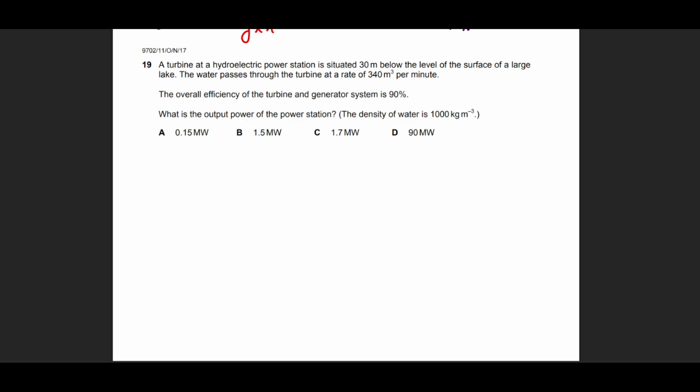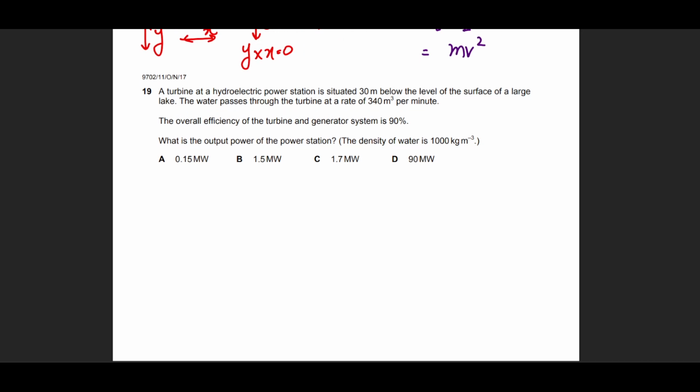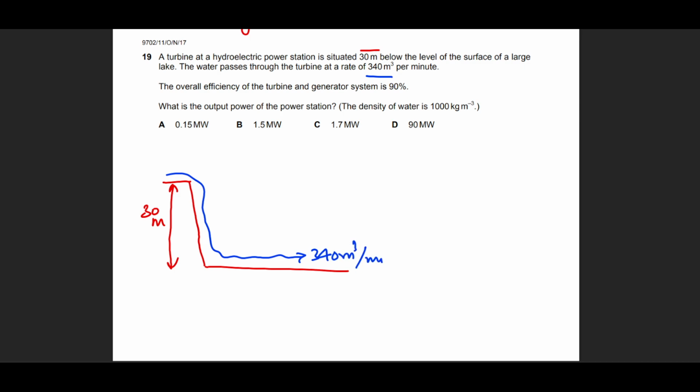Now we come to this question. Again, this question is a bit tricky for the students sometimes, because these questions are not generally discussed in these chapters. So no need to worry. Let's see what's happening. It says that there is a dam, and the height of the dam is given to you as 30 meters. The water falls 30 meters, and the water that is falling has a rate of 340 cubic meters per minute. The density of water is given.